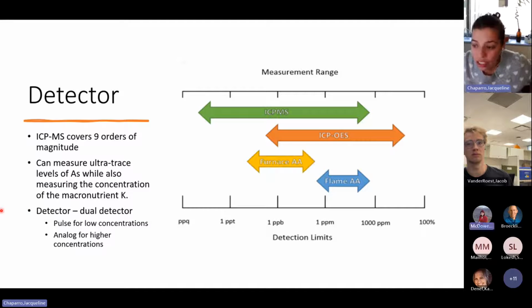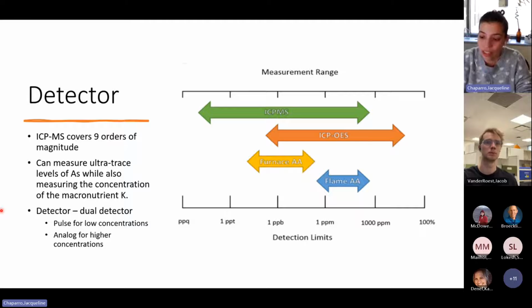Additionally, the detector is a dual detector, so it starts off in a pulse mode for low concentration, measuring really low counts, and it counts how many times an analyte hits the detector. Then as it goes up in concentration, it switches to an analog mode where you can measure higher concentrations. There are ways that you can calibrate the instrument so you can go from pulse to analog, and so from low parts per billion to high parts per million all in the same run if you're interested in a specific element.